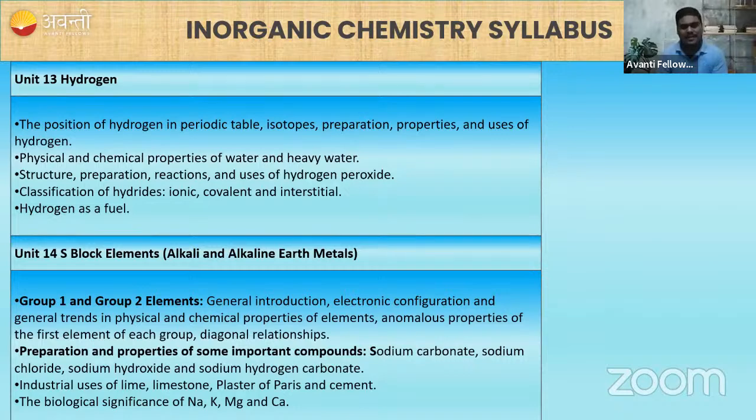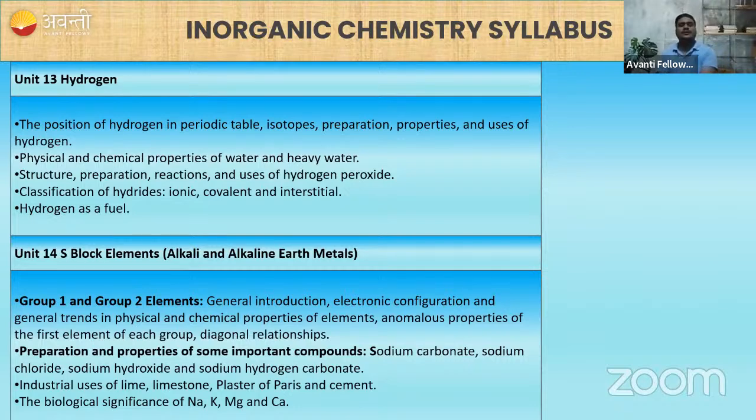That is the physical and chemical properties of water and heavy water, structure, preparation, reaction, and uses of hydrogen peroxide, classification of hydrides, that is the ionic hydrides, covalent hydrides, interstitial hydrides, and how hydrogen acts as a fuel. So we are going to study all these in this chapter, hydrogen, right?